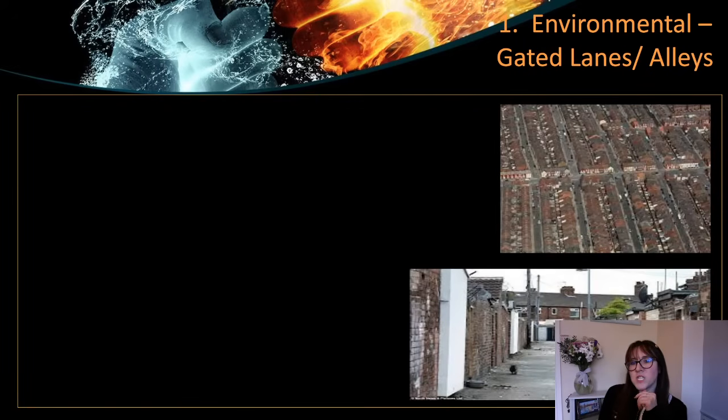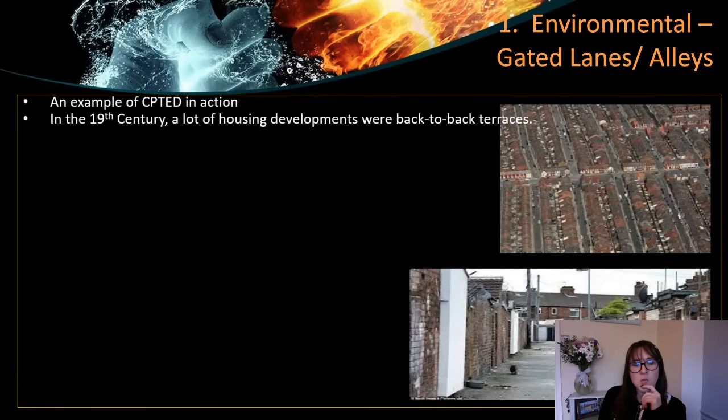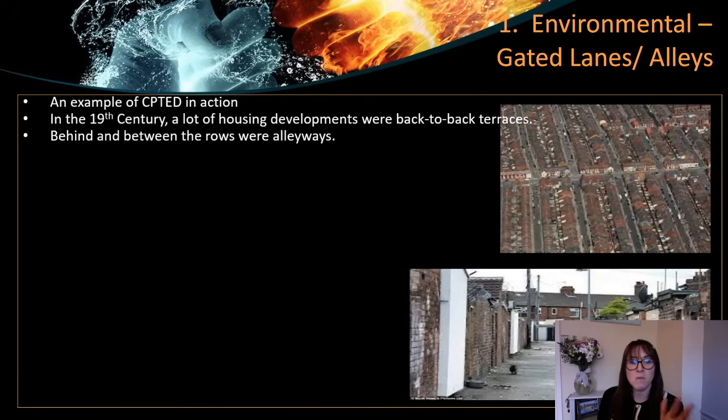Environmental still, this is gated lanes and alleys, an example of CPTED in action. In the 19th century, a lot of housing developments were back-to-back terraces, still extremely common today. You may be living in a back-to-back terrace yourself. Behind and between are rows or alleyways, extremely common. Pretty much most areas have alleyways between rows of houses. So why do you think these attract crime?